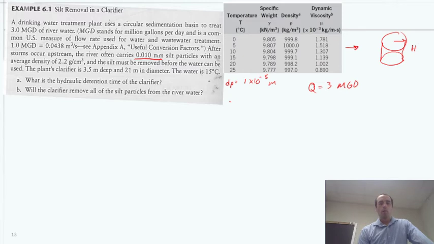Okay, we are also given that the density of the particles is 2.2 grams per centimeter cubed. We'll need to convert that into meters and kilograms, but I'll just go ahead and write that down for now. We're given that this depth, or the height, is 3.5 meters.